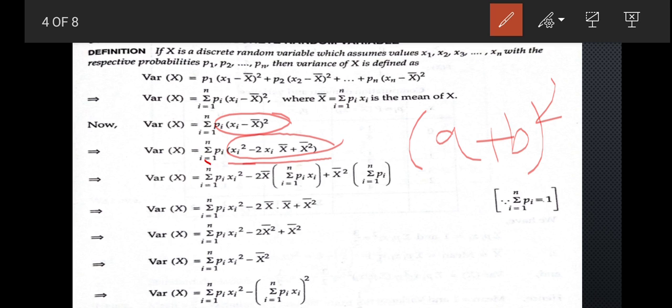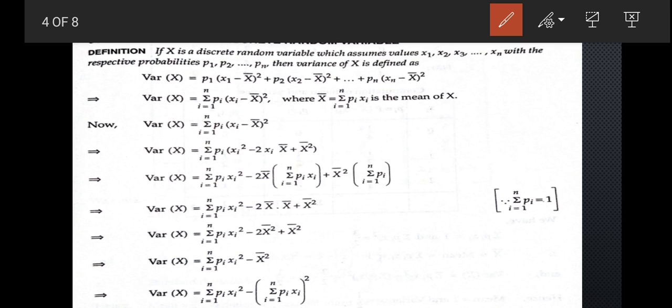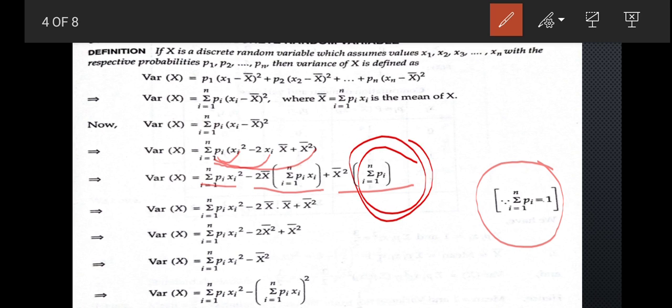So if you multiply this pi with xi square, you will get this, then pi with 2 xi x bar, you will get this, then pi with this one, you will get this. And we know that the sum of all probabilities is 1, meaning the maximum value of probability is 1, we cannot exceed 1. So this particular value will give the result 1. So in place of this I will write 1, and then we will be left with this.